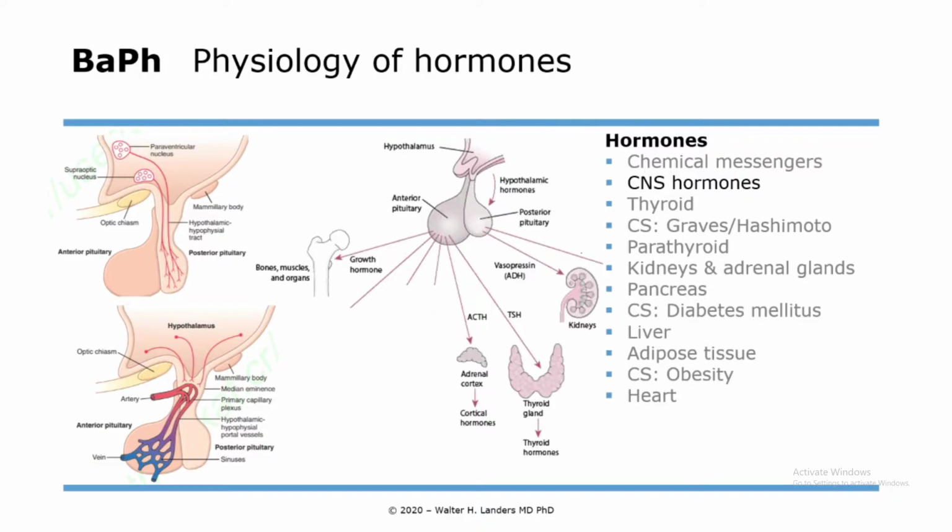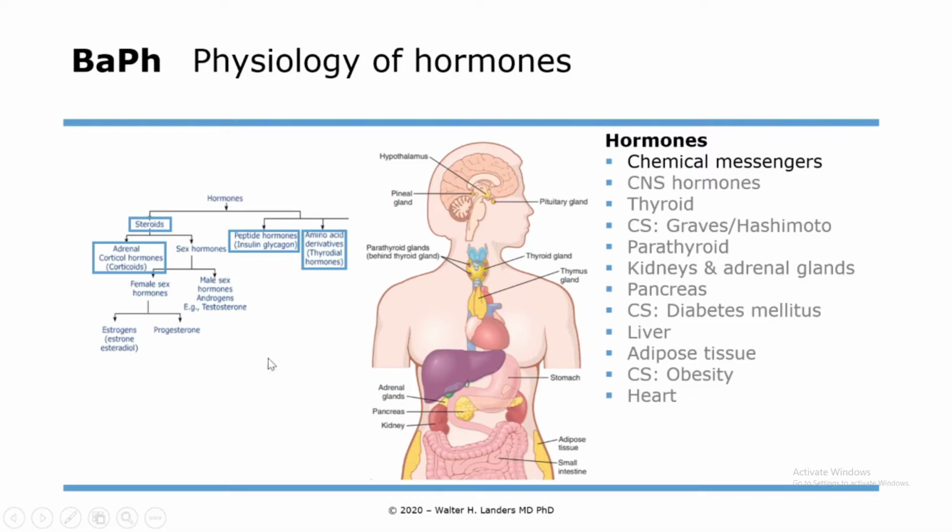So quickly back to chemical messengers. There's 3 main types: steroids, peptides, and amino acids. And we will be discussing all of them except for the sex hormones. And over here, you see a list of dominant organs in the endocrine system.